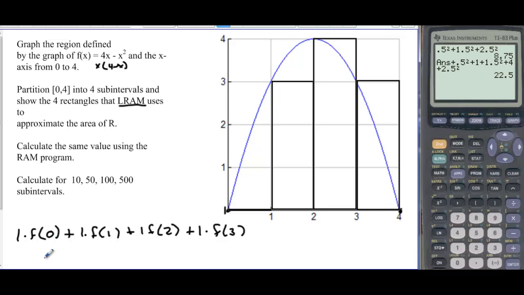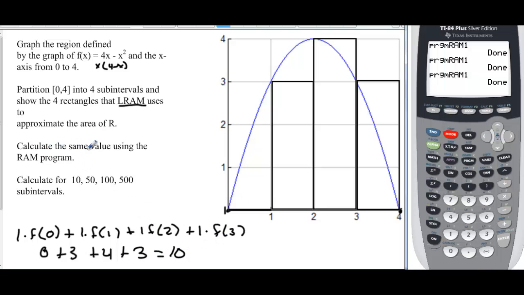When we plug 0 in, we get 0 plus. When we plug 1 in, we get 4 minus 1, that's 3. When we plug 2 in, we get 8 minus 4, that's 4. And then when we plug 3 in, we get 12 minus 9, that's 3. So we get 6. We get an area of 10 square units.